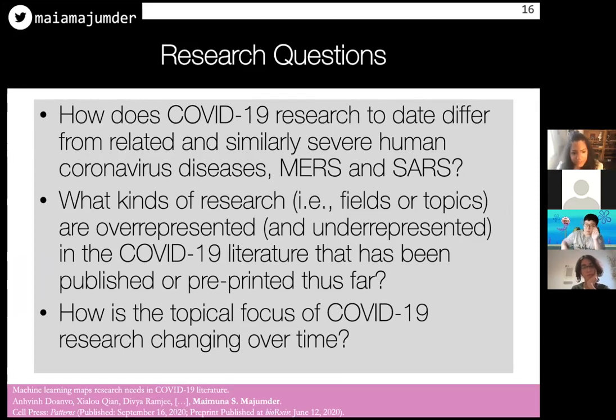Second, what fields or topics were overrepresented and underrepresented in the COVID-19 literature that was published in the first few months of the pandemic, either as peer-reviewed papers or as preprints prior to the peer review process? And finally, how is the focus of COVID-19 research, namely the topics and fields investigated, changing over the course of the pandemic?